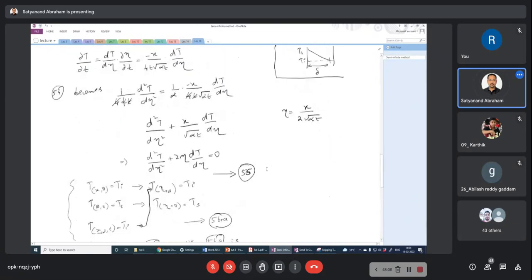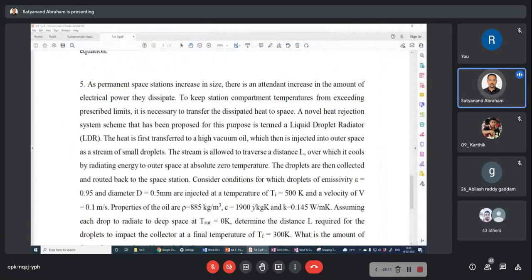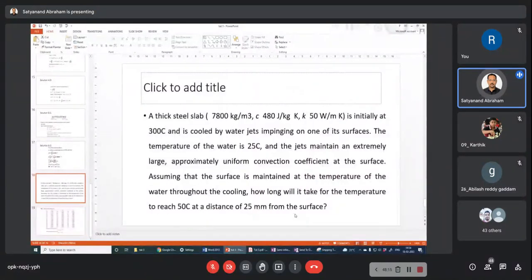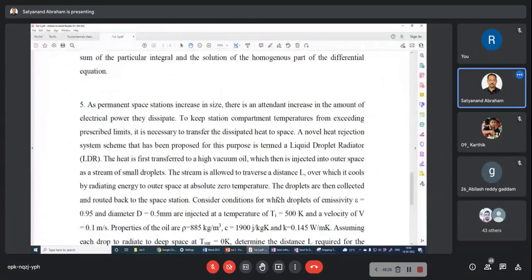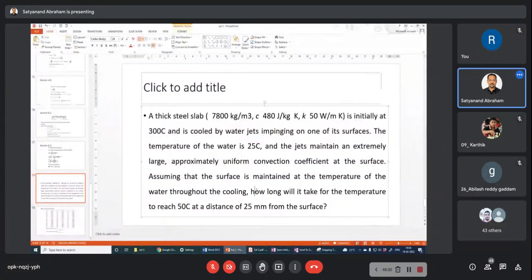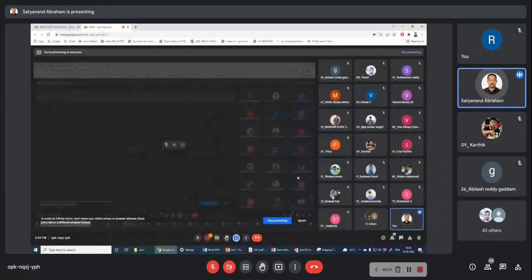That is the very simple convective semi-infinite approximation. From the textbook also, some exercise problems are given, and you can go through those. Is this problem clear? I assume that it is clear. So go through the problem.